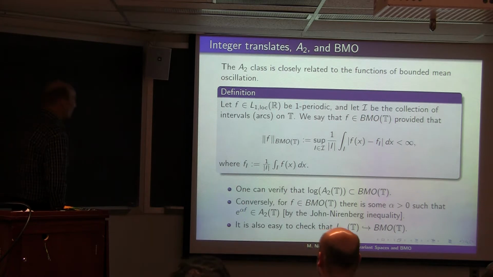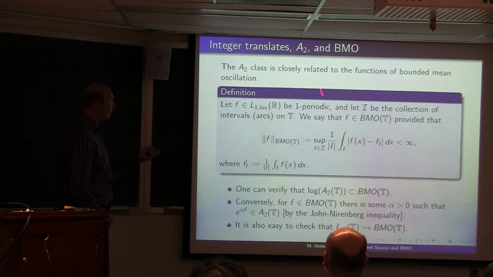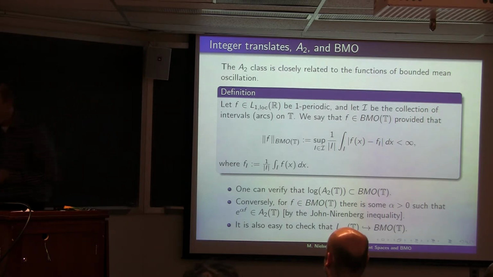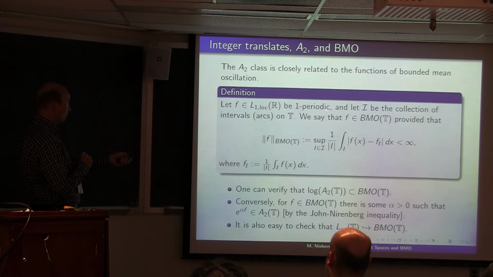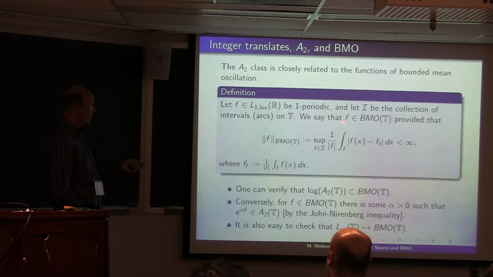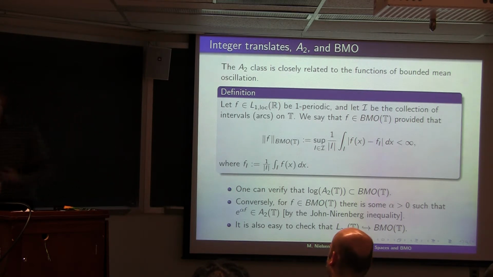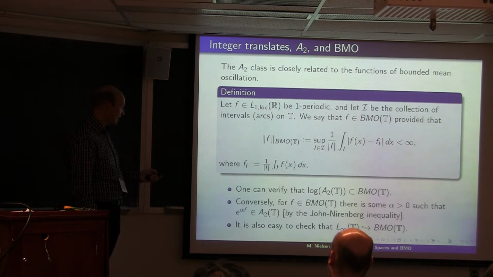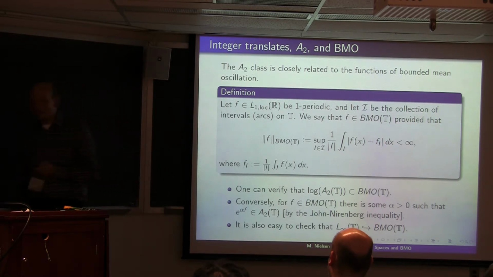Okay, so now what has BMO to do with all of this? Let me remind you that the A2 class is very closely related to the class of functions of bounded mean oscillation. What is a function of bounded mean oscillation? Again, we take a one periodic function on the torus, and we look at the intervals on the torus. We say the function is in BMO if we take the difference between f and the average of f on this interval, take the average of that, and this quantity is bounded independent of the interval, so that I can take the supremum and get something finite. Then we say that this function is in BMO.